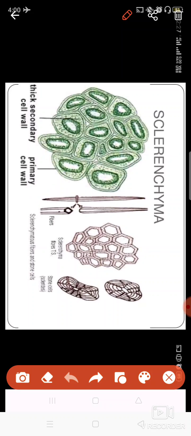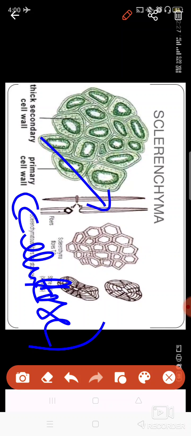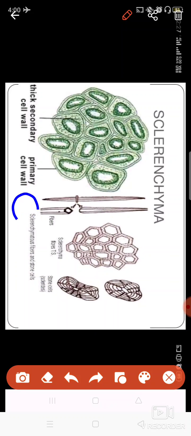Their cell wall is quite thick. This is the primary cell wall, which is made up of cellulose, and their secondary wall, which is this one, is made up of one more substance known as lignin. Due to extra deposition of lignin, these cells have hard structures, and thus these provide protection to the cells. So wherever these cells are present, they provide extra protection.